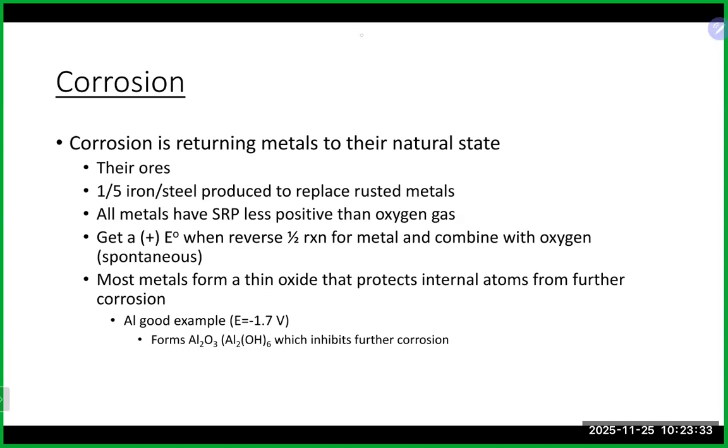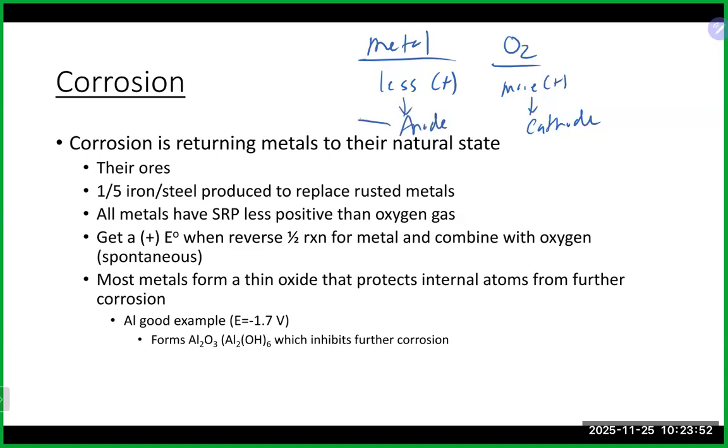And that is because if you have a metal that is less positive than oxygen, so oxygen is more positive, right? When you think about it in a galvanic cell situation, the oxygen is going to be your cathode and your metal is going to be your anode. And that means that your metal is going to go through oxidation, which is basically the corrosion that's going to happen. So that's why certain metals with SRP values less positive than oxygen will start to corrode spontaneously, because you get a really spontaneous galvanic cell reaction occurring.